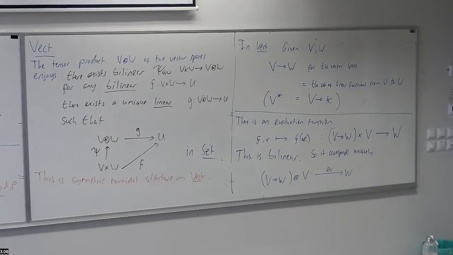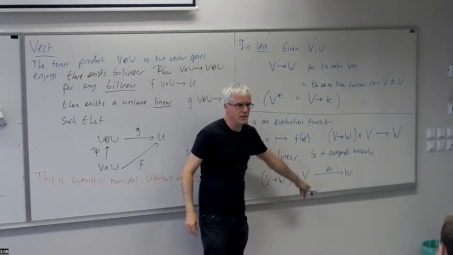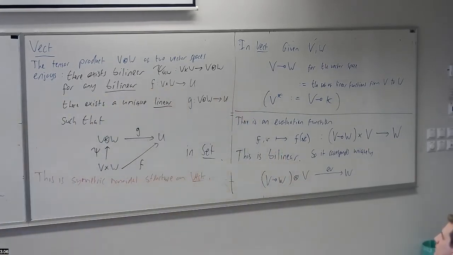Is there anything not clear about that while I'm clearing the board? The function itself is defined on pairs, one from the lollipop space of linear functions, the other from the underlying vector space V. But to view that evaluation function as a map in the category of vector spaces, we need to make it linear. Because it's a bilinear function, we make it linear by considering it as a function out of the tensor product.